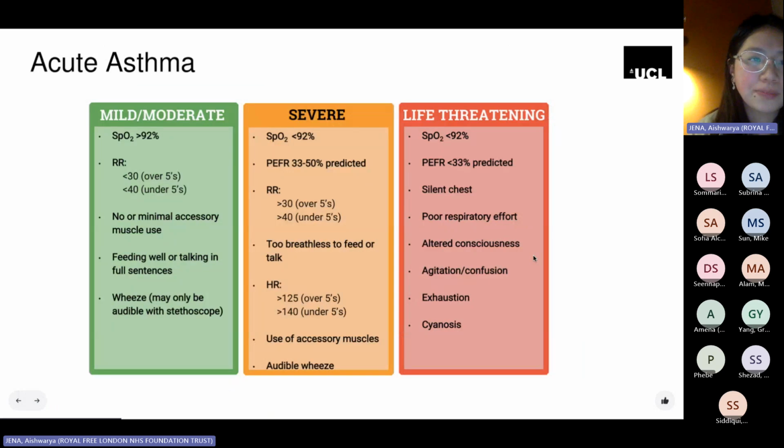Okay, let's go through asthma. This is probably a page you guys have seen on PassMed. It's something you just need to remember. And also in the life-threatening features, as I've mentioned before, if the PaCO2 is normal, then that's also a sign that it's life-threatening.